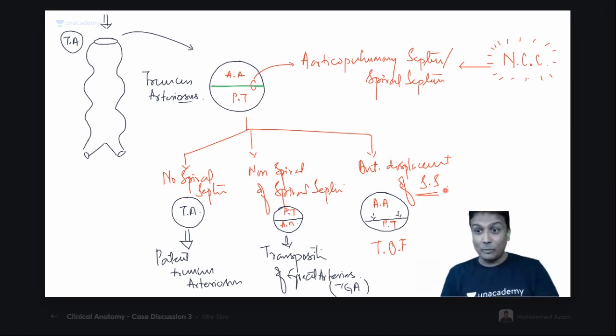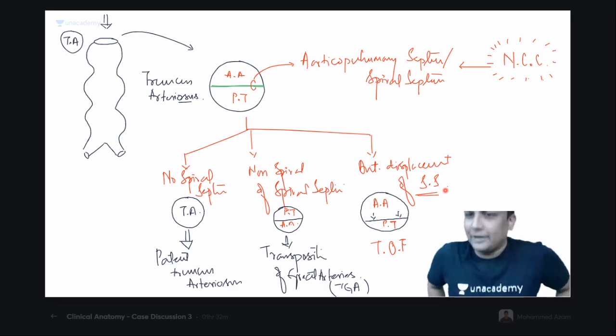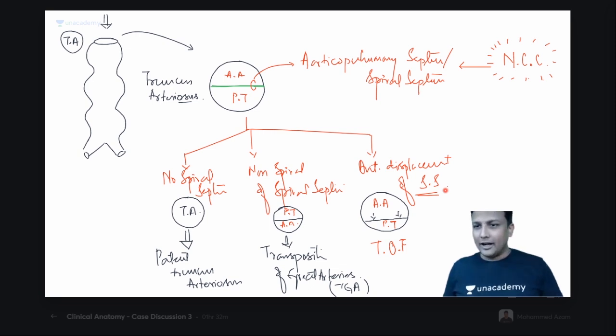Is it okay? And the underlying problem there is anterior displacement of the spiral septum. So when you go back and learn the congenital heart diseases in your pathology or internal medicine, learn the cause, the etiology. What is the reason here? The reason here is the anterior displacement of the spiral septum.